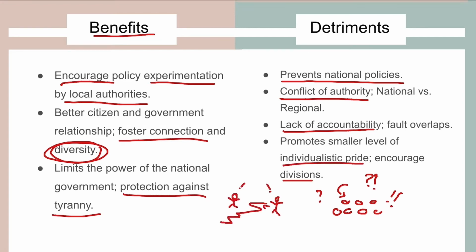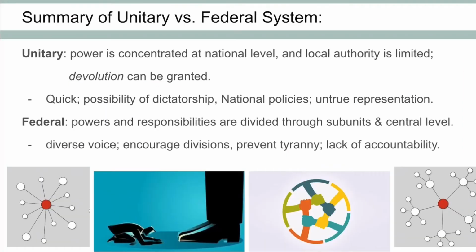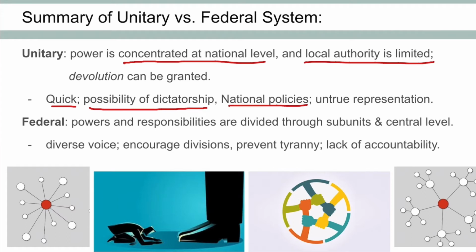So now for the summary. Basically, unitary is when power is in the middle and not really distributed among the federal governments. They're simple, so they're quick to do things, but then there's the possibility of dictatorship because it's so simple. National policies are great, but then it would not really represent every local state.